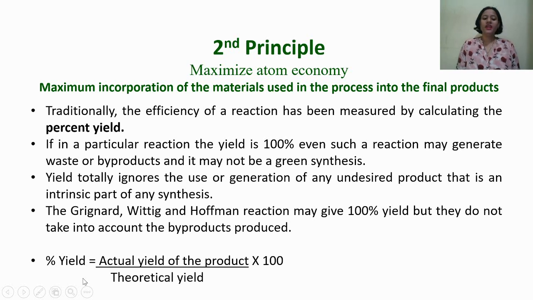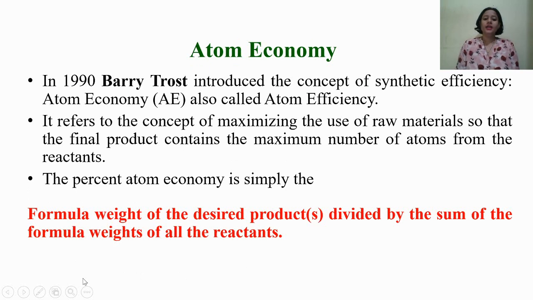For example, Grignard, Wittig, and Hoffman reactions have 100% yield, but they do not take into account the byproducts produced. So, green chemistry uses the term atom economy. In 1990, Barry Trost introduced the concept of synthetic efficiency, which he named atom economy. Atom economy refers to the concept of maximizing the use of raw materials so that the final product contains the maximum number of atoms from the reactant.